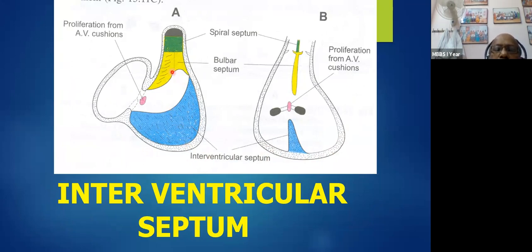Now I already told you about the bulbar septum. That bulbar septum is the septum that separates the infundibulum of the right ventricle and the aortic vestibule of the left ventricle.